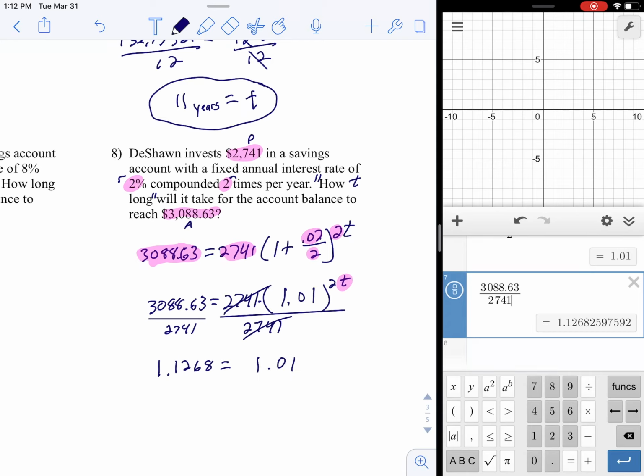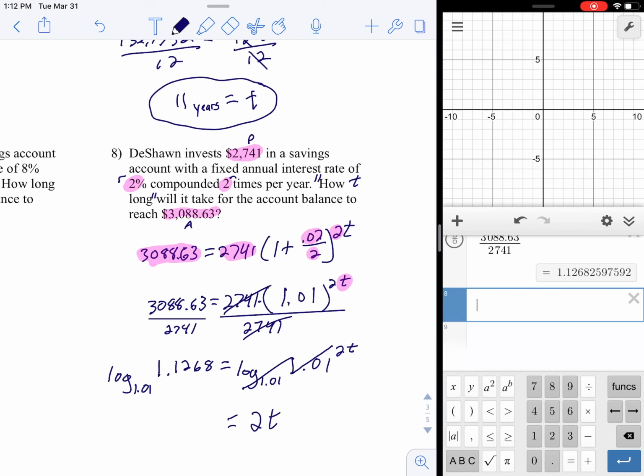Again, 4 decimal places on these steps. The final answer might be a little different than 4 decimal places, but in these steps, you definitely want to do that. To isolate t, I need to be able to cancel out this base number. A logarithm cancels a base. So log base 1.01. The left cancels out, gives me 2t.